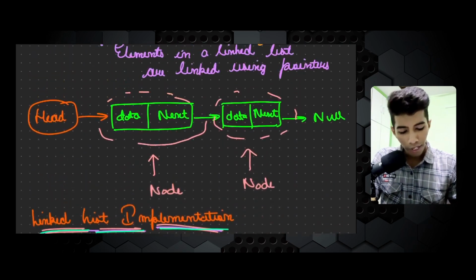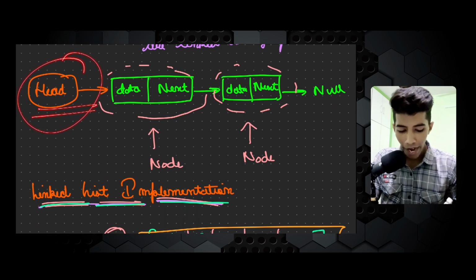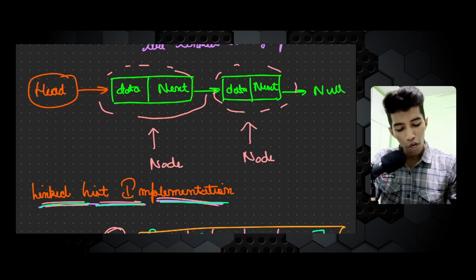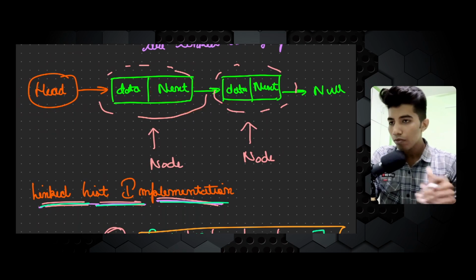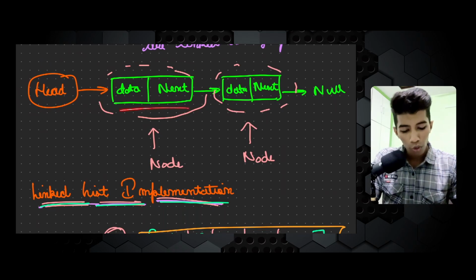When we talk about a linked list, the simple diagram looks like this, where there is a head, and that head points to the first node. This is considered a node. A node contains 2 things: the data and the address of the next node. And why does it contain the address of the next node? Because I need to point this node to the next.